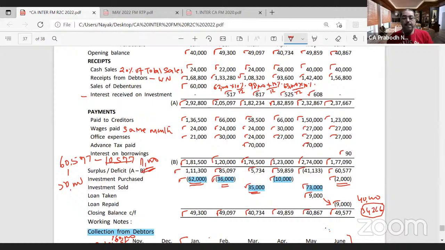Any difficulty? Any calculation that you have not understood? Then all calculations you have understood.